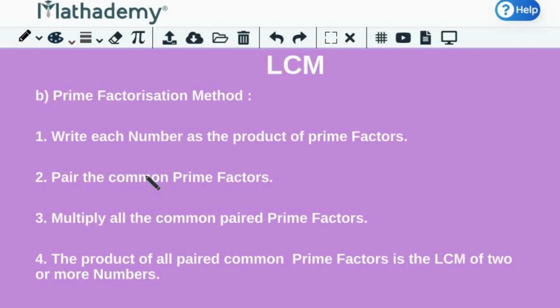Now, the steps for finding the LCM using the prime factorization method are as follows. First, write each number as the product of prime factors. Second, pair the common prime factors. Next, multiply all the common paired prime factors. And last, the product of all paired common prime factors is the LCM of two or more numbers.